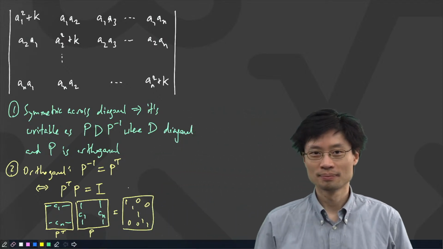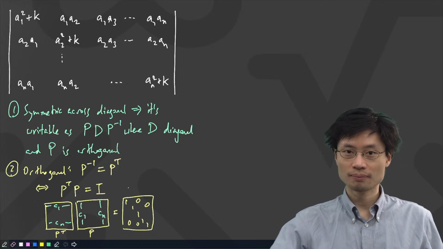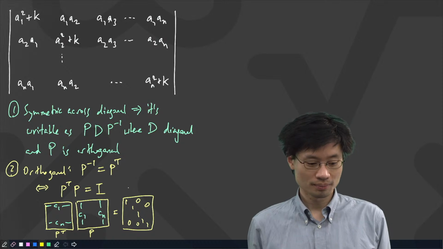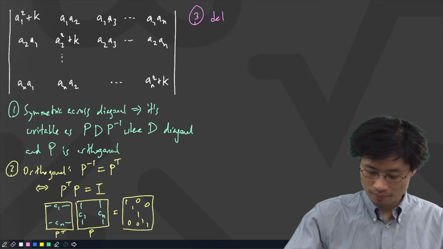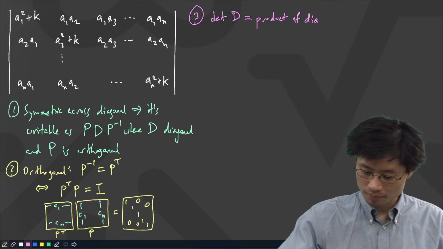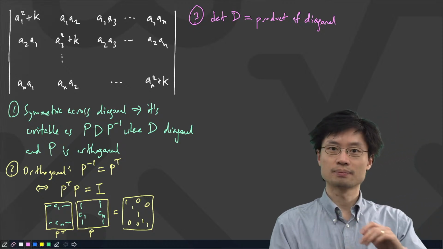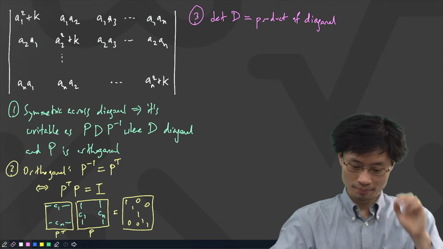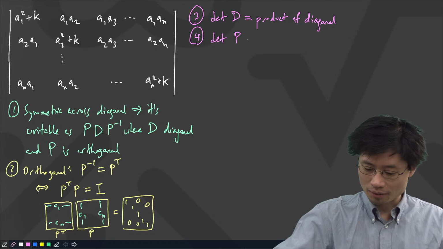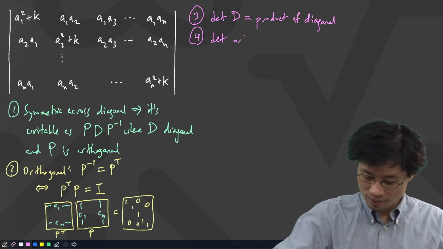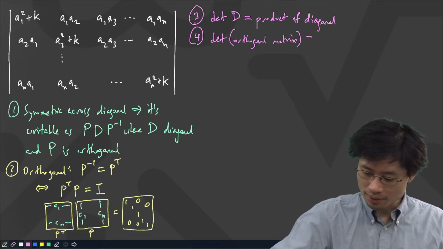Sana. So that way of writing it is convenient because the determinant of a diagonal matrix is just the product of the elements along the diagonal. Mm-hmm. And also, I think that the determinant of an orthogonal matrix is either +1 or -1. Okay, the determinant of an orthogonal matrix is equal to plus or minus 1.